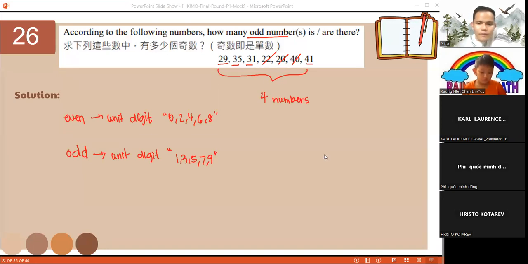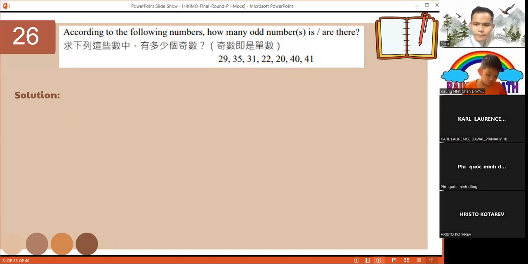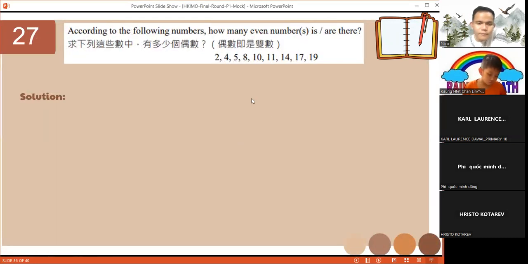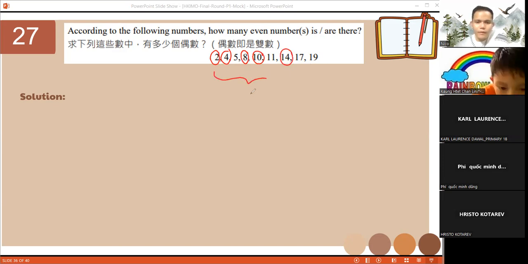Okay, let's have number 27. How many even numbers are there? So now we encircle them this time. Okay, so we have 2, 4, 8, 10, 14. So there are 5 of them.